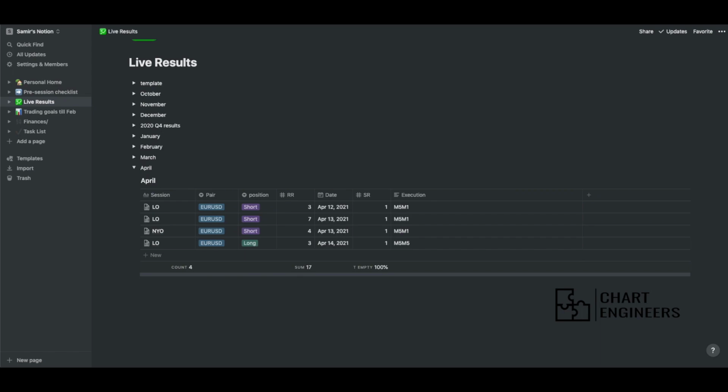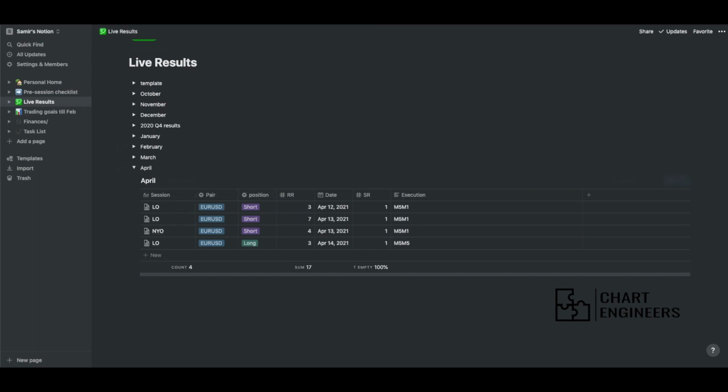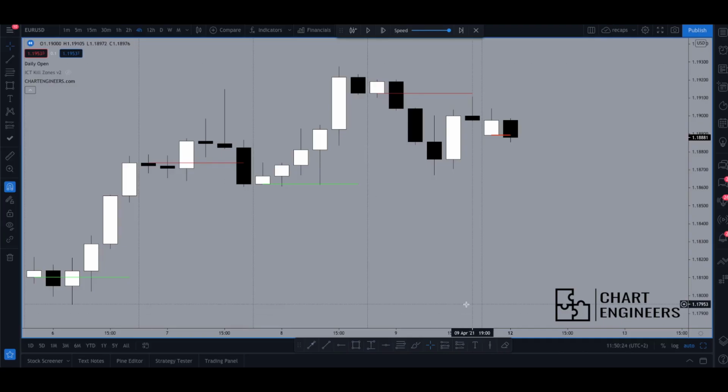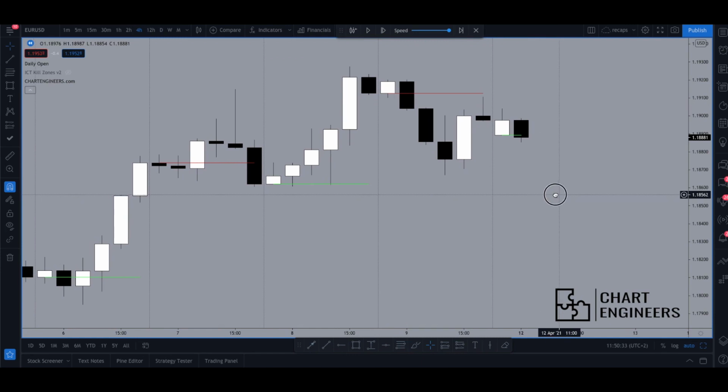So let's go over the first trade I took on Monday and why I took it. I'm going to explain my thought process, and I hope you guys and girls understand why I'm taking these trades and learn something from it.